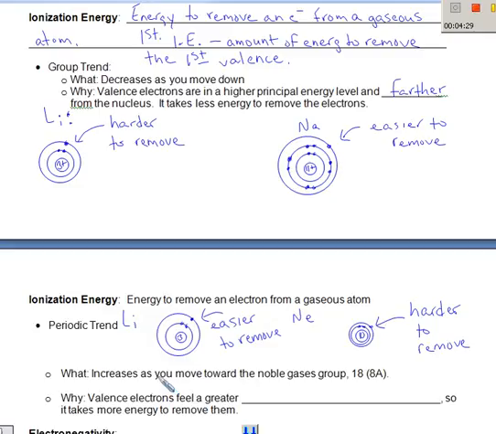So as you move towards the noble gases, group 18, or 8A if you're doing the old-fashioned way of labeling the groups, you're going to feel an increase, or the electron will require an increased amount of energy in order to be removed. So the reason is the valence electrons feel a greater effective nuclear charge, so it takes more energy to remove them.